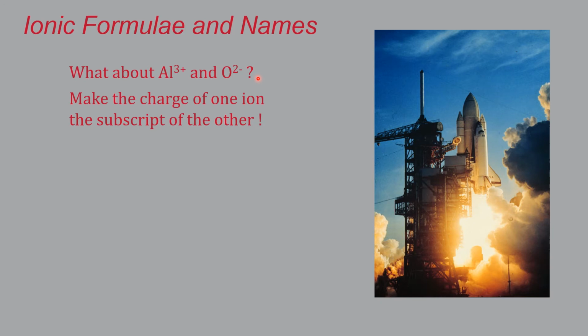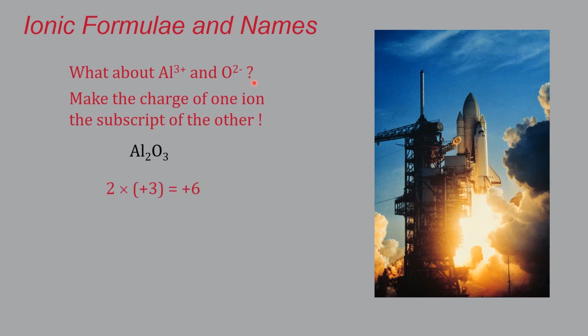Okay. Now, the quick trick for this is you simply can make the charge of one ion the subscript of the other. And that gives us a formula of Al2O3. Now let me show you how that works. And maybe you came up with this on your own.